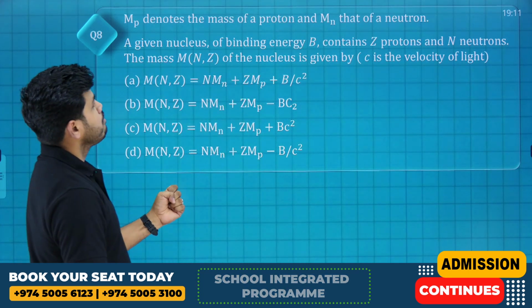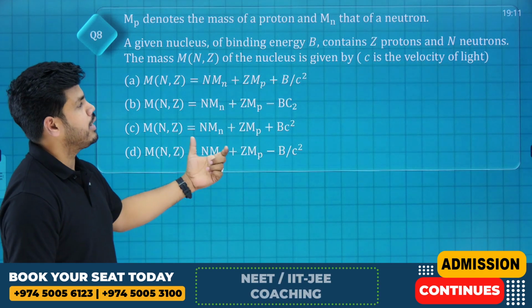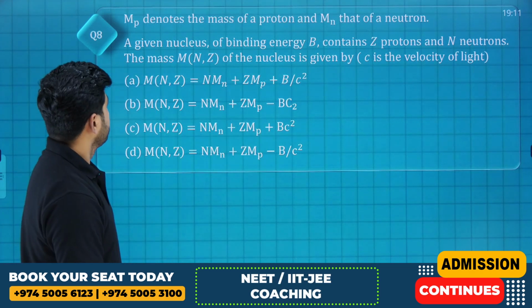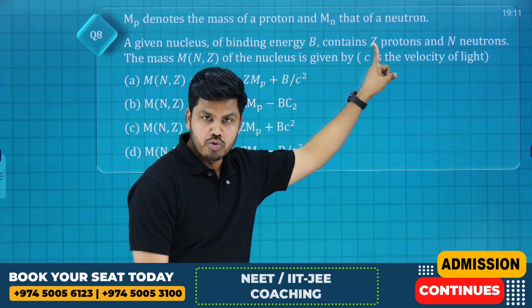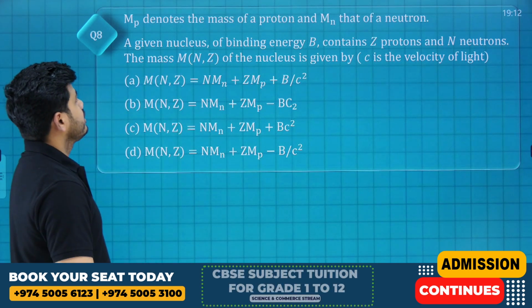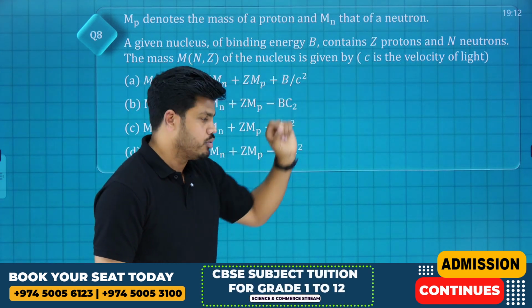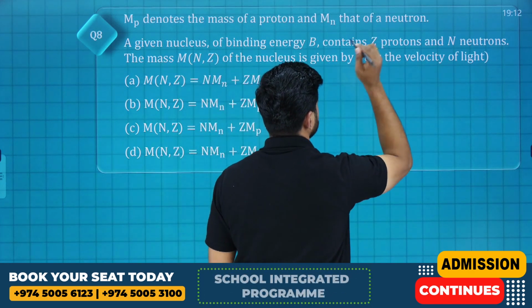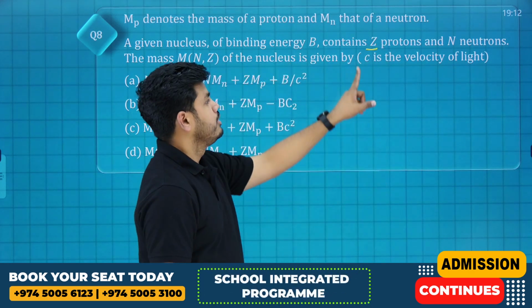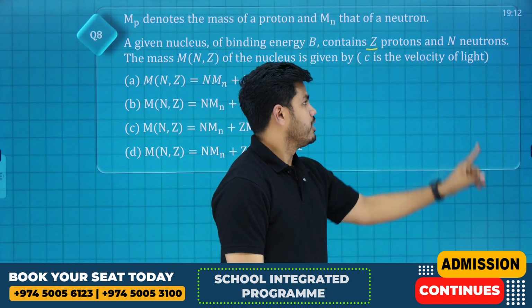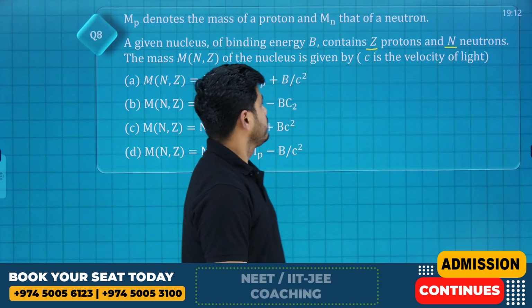MP denotes the mass of proton and Mn that of a neutron. The given nucleus of binding energy B contains Z protons. We know Z is the atomic number of a given atom, so that many protons will be available there. And N is the number of neutrons.